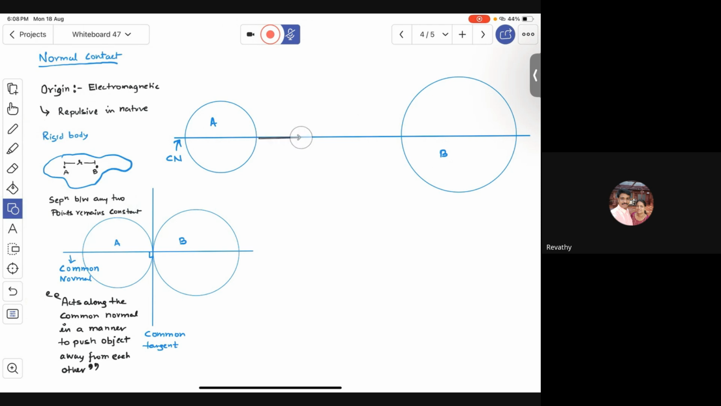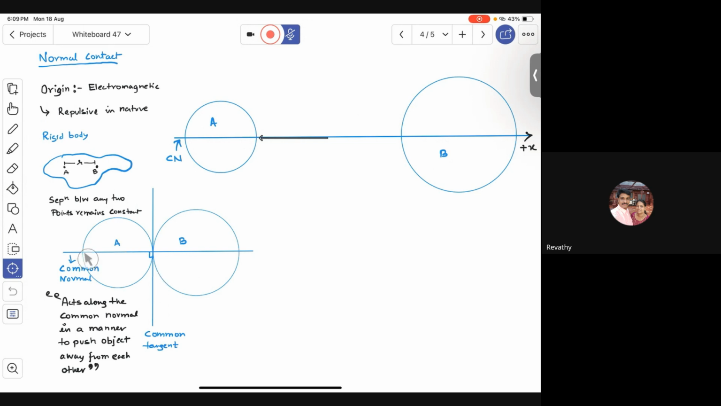If I ask how it will act on A along the common normal, I have two choices. Either it can act on A in the leftward direction. Suppose the common normal is the x direction, and this side is our positive x. A and B are spheres in contact, which are rigid objects. I am drawing them a little bit separated from each other so as to indicate things clearly. So the common tangent is this one.